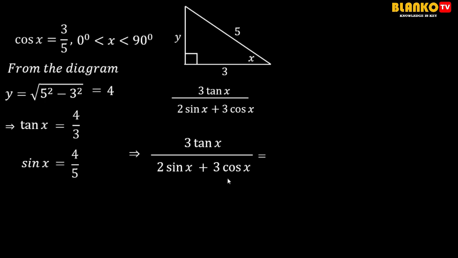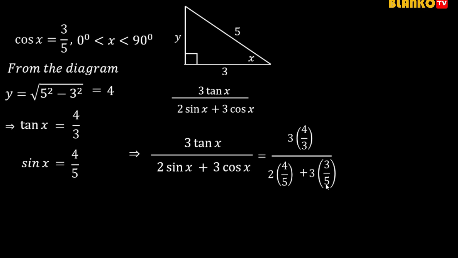Okay, so we have 3 multiplying 4 over 3, since 4 over 3 is tan x, so 3 tan x is 3 multiplying 4 over 3, divided by 2 multiplying 4 over 5, since 4 over 5 is sine x, so 2 sine x is 2 multiplying 4 over 5, plus 3 multiplying 3 over 5, since 3 over 5 is cos x, so 3 cos x is 3 multiplying 3 over 5. I hope you understand. So let's continue.